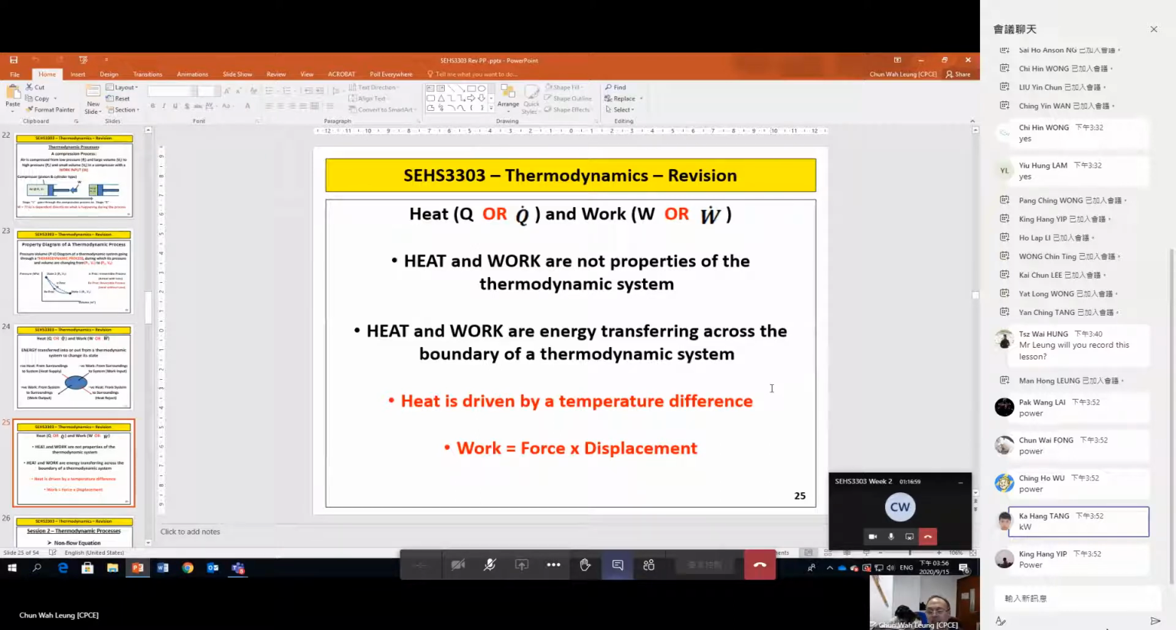Heat is driven by a temperature difference. So if we have a temperature difference, then it becomes a driving force to drive the heat energy to flow from high temperature to low temperature. Work is the force times the displacement. Now, for work, we got to have something move. A displacement is a movement. So therefore, if you do not have a movement, then you do not have work.